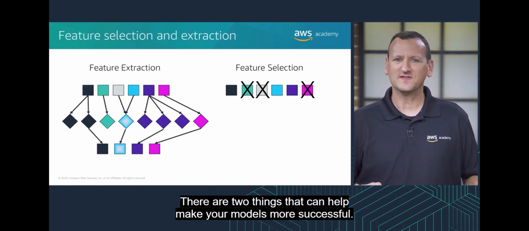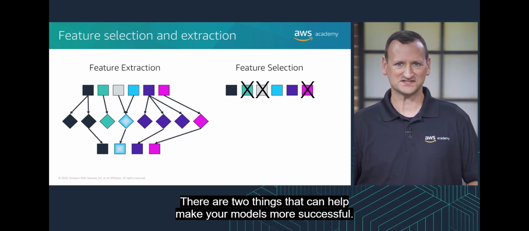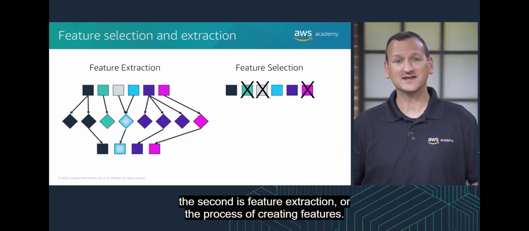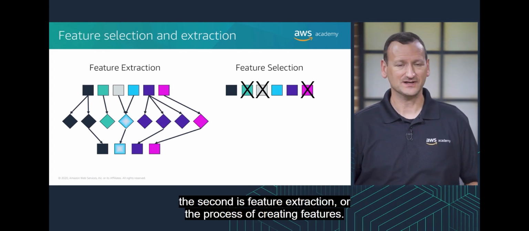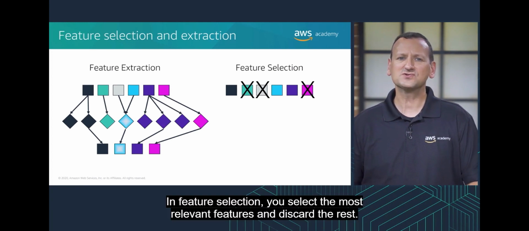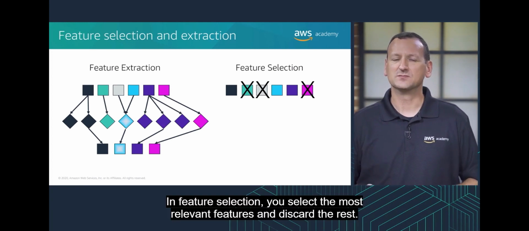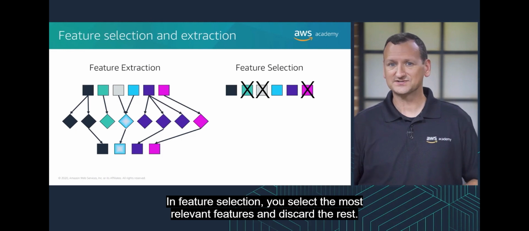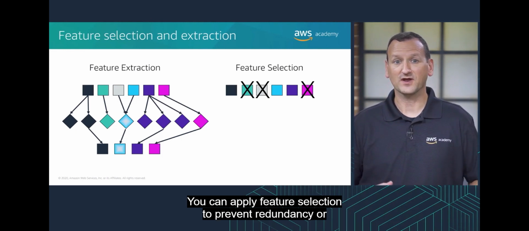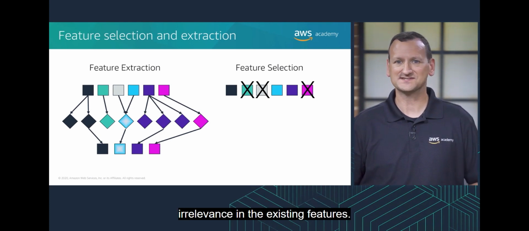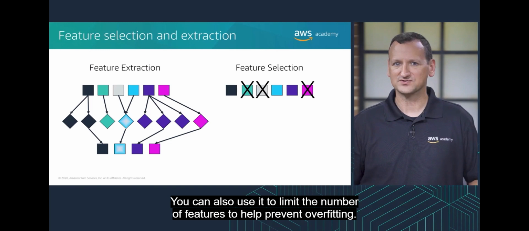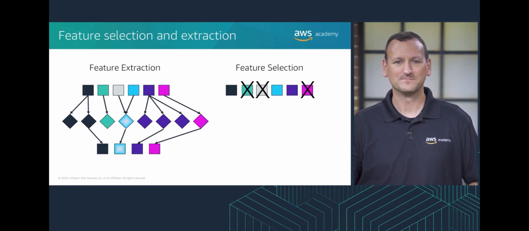There are two things that can help make your models more successful. The first is feature selection, and the second is feature extraction, or the process of creating features. In feature selection, you select the most relevant features and discard the rest. You can apply feature selection to prevent redundancy or irrelevance in the existing features. You can also use it to limit the number of features to help prevent overfitting.